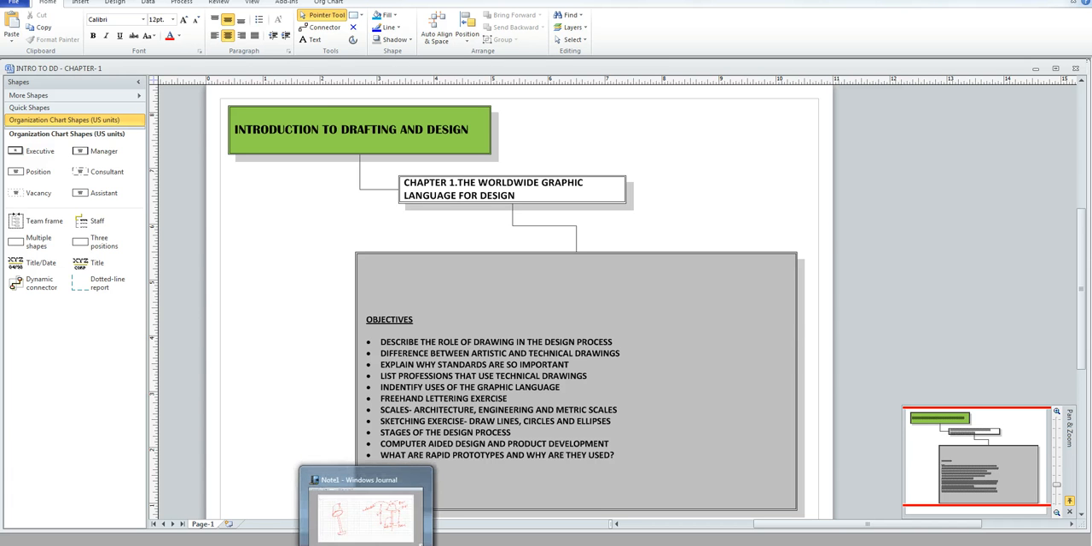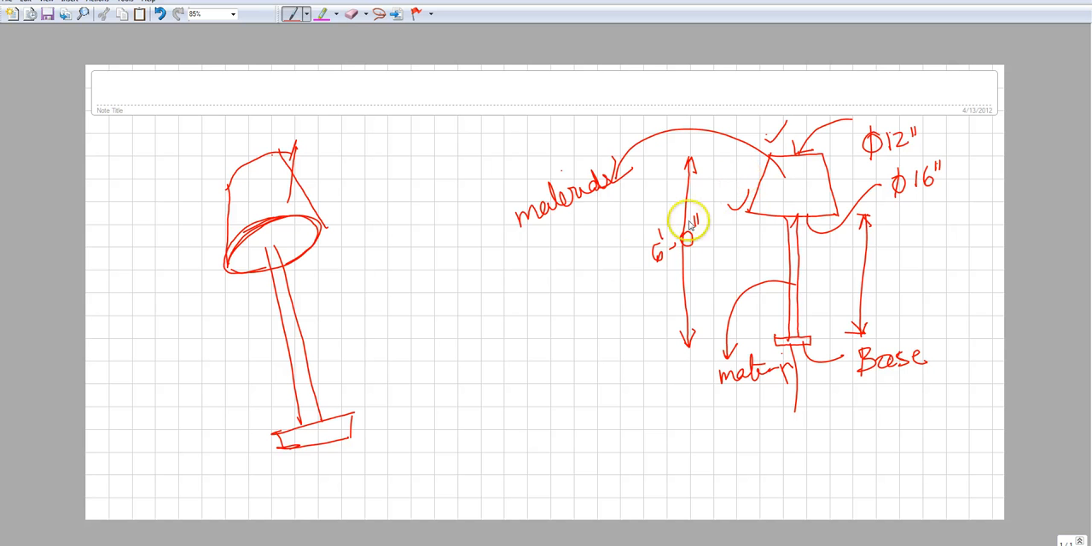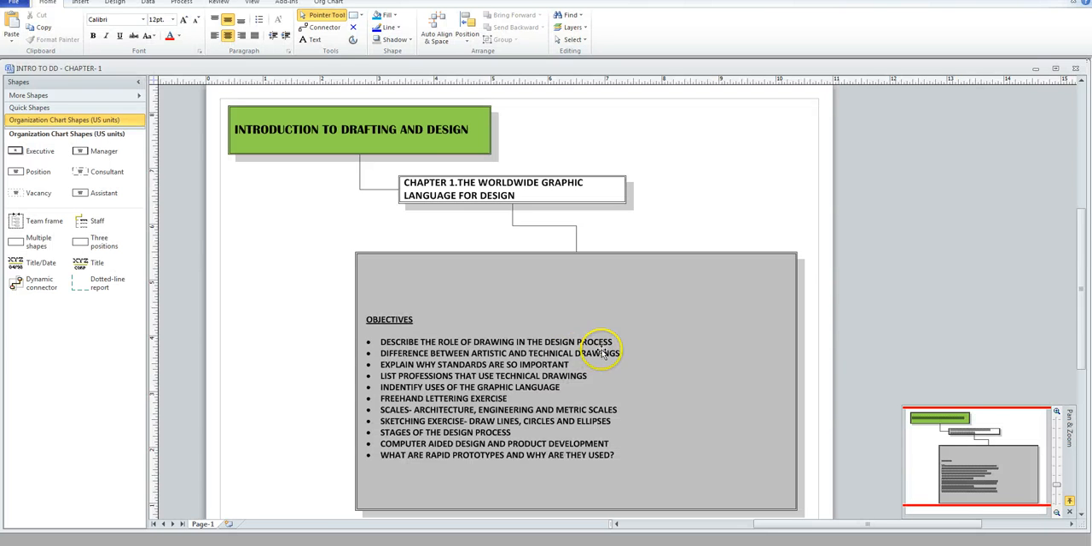Okay? Now, if you look over here, this thing is just more of a sketch, right? This thing is more of an artistic drawing. While on the other hand, if you look on this side, even though it looks like a sketch, it's still more technical because it has all the information that is needed to manufacture the lamp. Okay, so at least I hope you understood the difference between the artistic and the technical drawing.